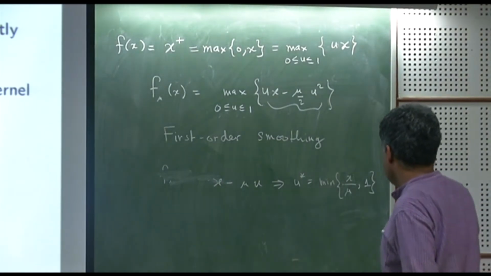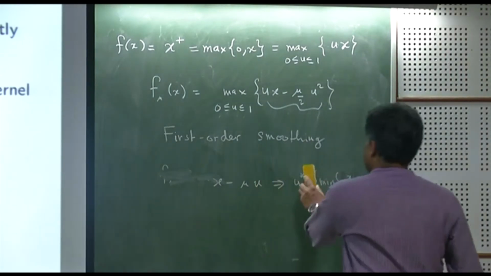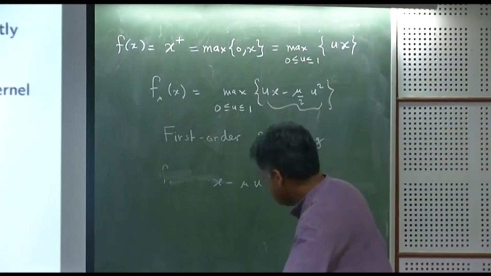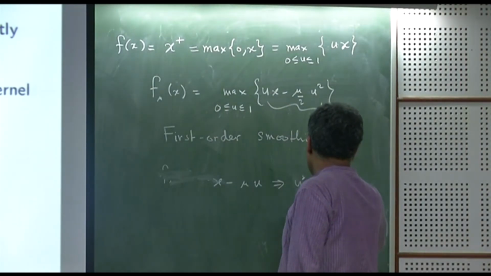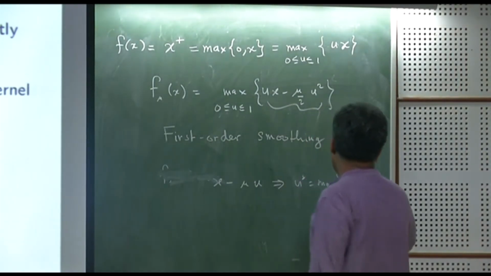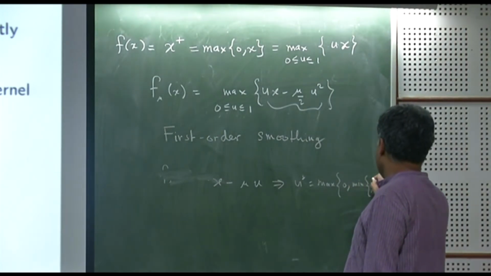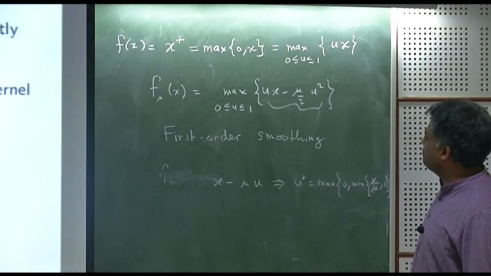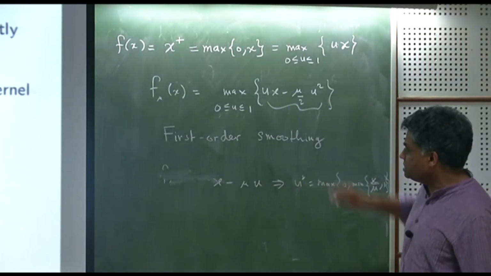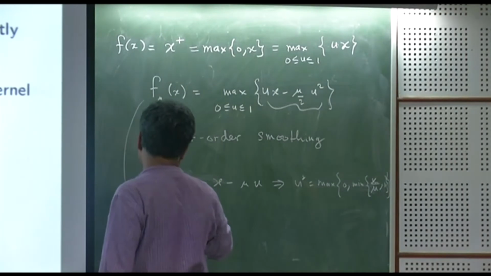So that's that. And then, well, okay. U star turns out to be the maximum of 0 and the minimum of x over mu and 1. Complicated formula, but the only thing that I want you to remember is that I can smooth this, and once that happens, the gradient of this function is well defined.